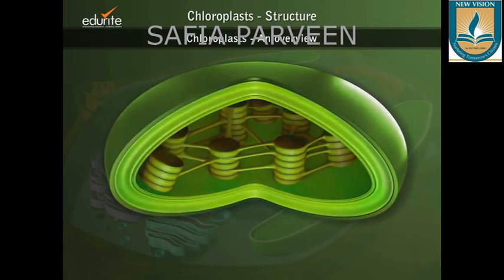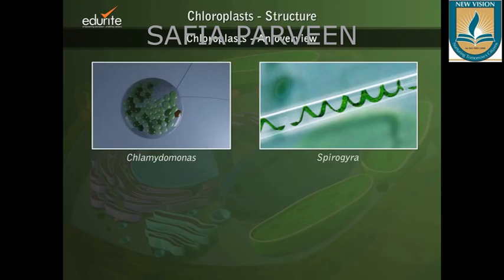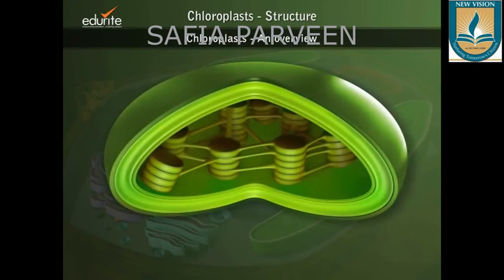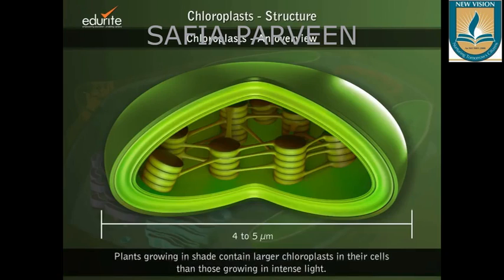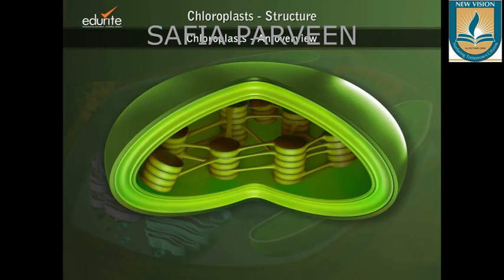Chloroplast is present in a wide variety of organisms like Chlamydomonas, Spirogyra, and even it is seen in the higher plants. The number of chloroplasts is constant in case of Chlamydomonas and Spirogyra. But in case of higher plants, it depends upon whether the leaf performs photosynthesis or not. In a photosynthetic cell, the chloroplast number is from 20 to 200 and the size of this chloroplast is 4 to 5 micrometers long.